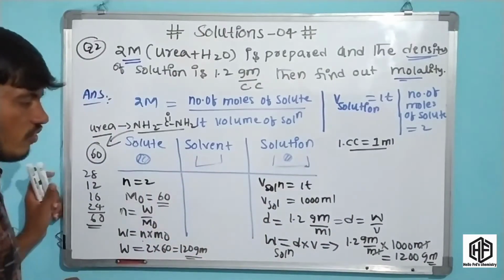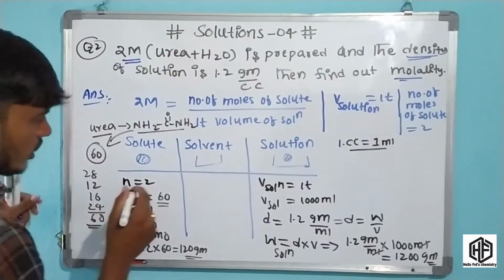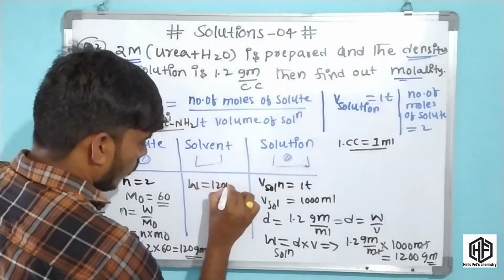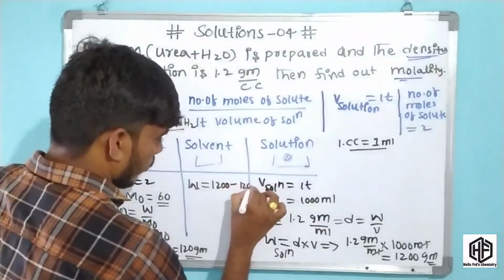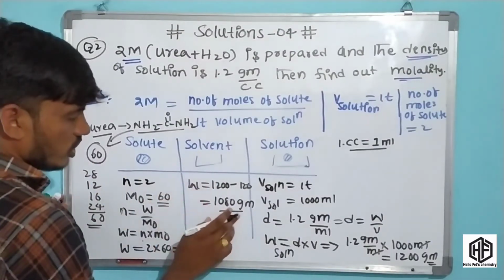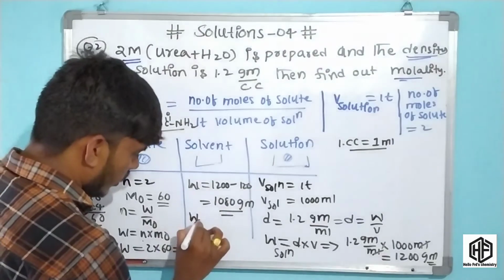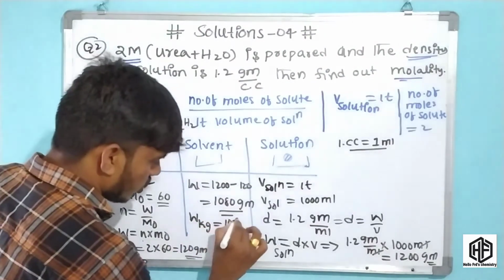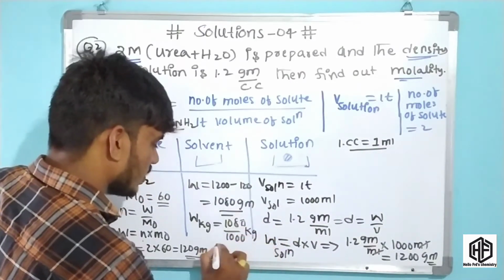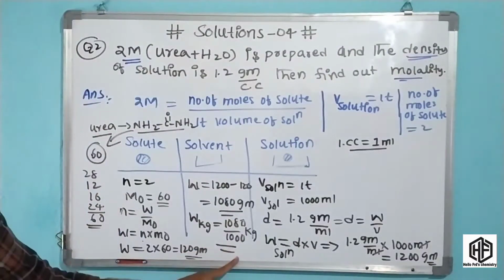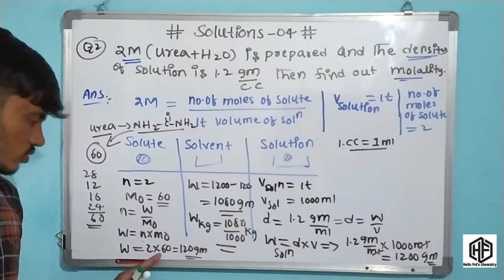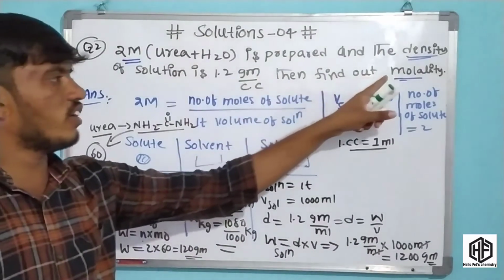Now we have to find out the solvent weight. Solvent weight W is equal to the solution weight 1200 minus solute weight 120. Okay friends, this is 1080, the solvent weight. Now this solvent weight is converted to kg, 1080 by 1000. Okay friends, this is the weight of the solvent, this is the weight of the solution, and this is the weight of the solute. Now we have to find out the molarity.